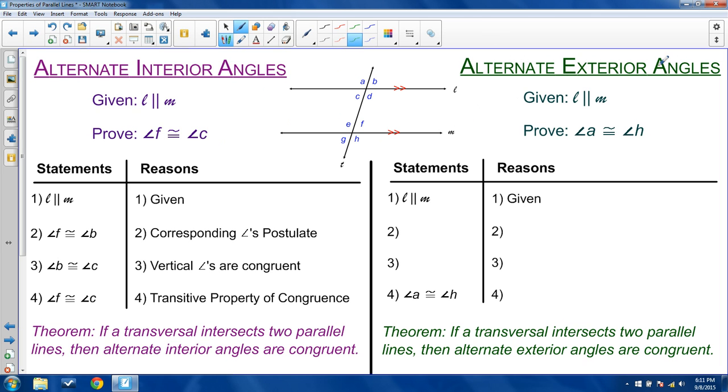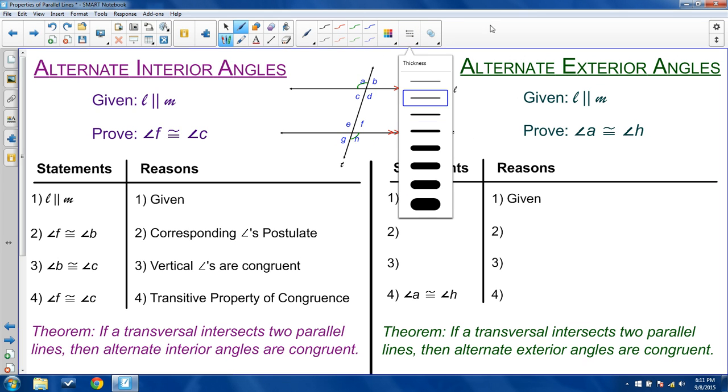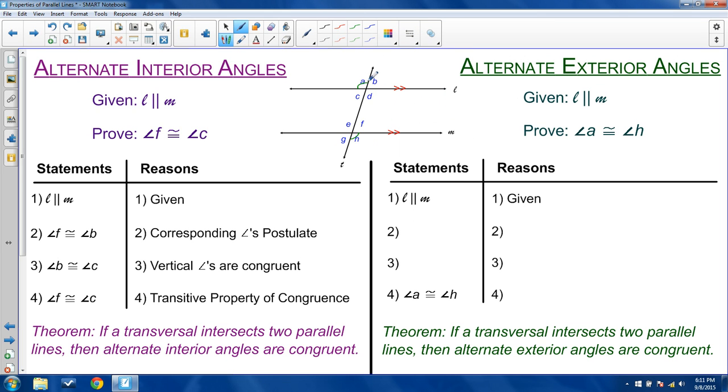All right, alternate exterior angles. Let's do the same thing. I'm going to write it pretty quickly. I want to save us some time. Given that L is parallel to M, prove that angle A is congruent to angle H, these alternate exterior angles. First, line L is parallel to line M, given. Now what you want to do is make a statement. You could do corresponding angles, which is what I'm probably going to do here. But you want to use A or H to make it happen because these are the ones you want to prove.